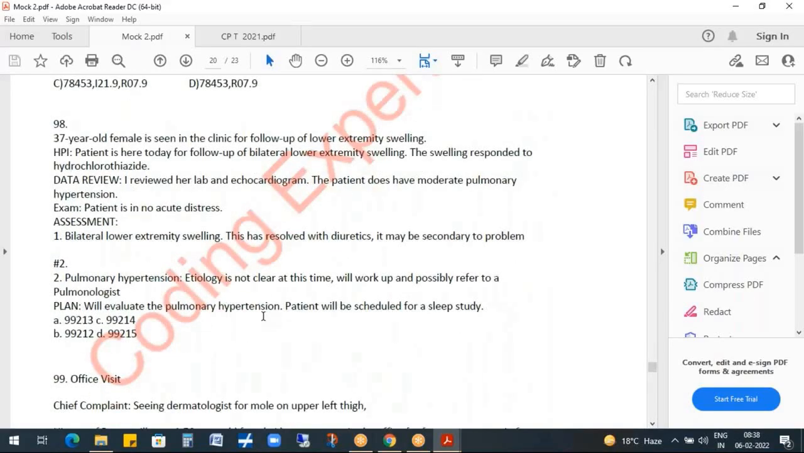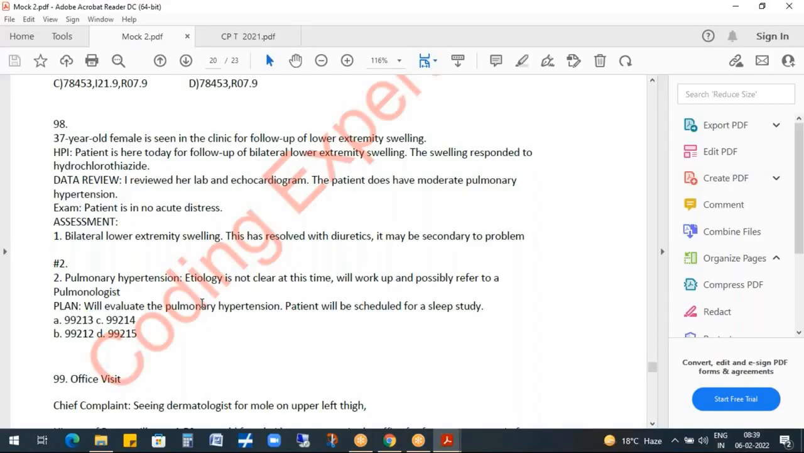Question number 98. Now you can see here option A, B, C, D. All are outpatient E&M codes. Now we need to check only the MDM level. Pulmonary hypertension etiology is not clear. That means undiagnosed new problem comes under moderate level. What is the level? Moderate level.